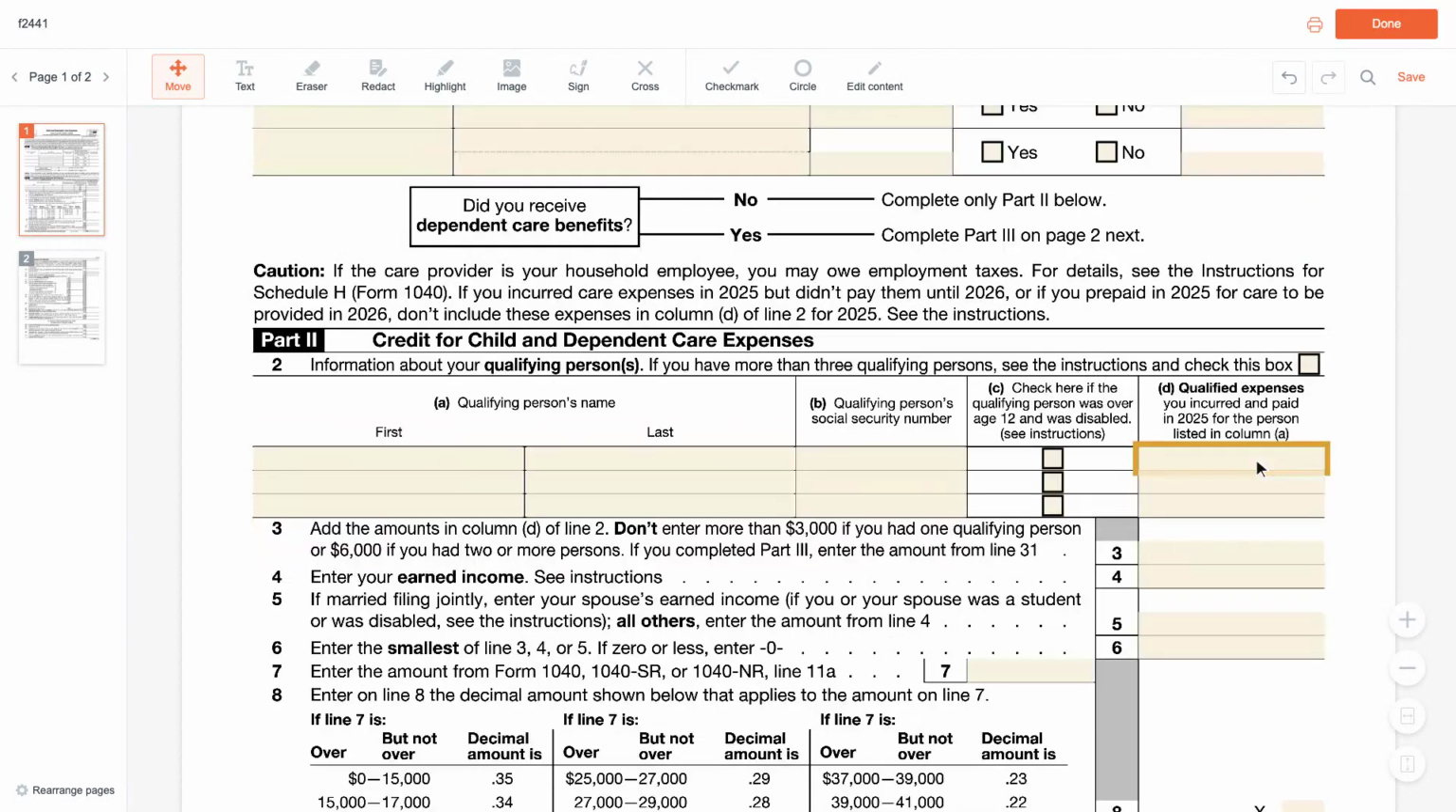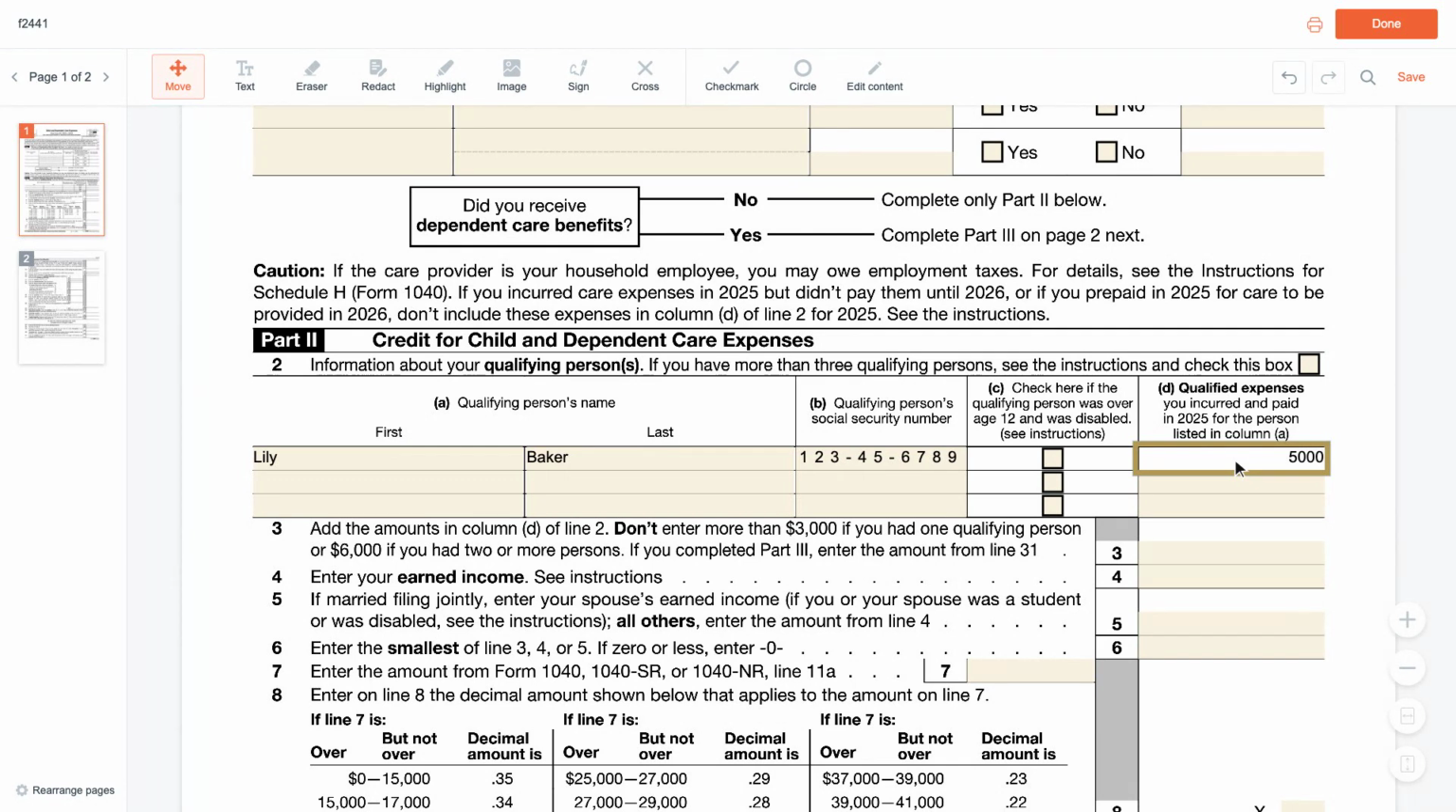Part 2 identifies the qualifying person. Enter the child's name and Social Security number. On line 3, you enter your qualifying expenses, capped at $3,000 for one qualifying person or $6,000 for two or more, regardless of what you actually paid.